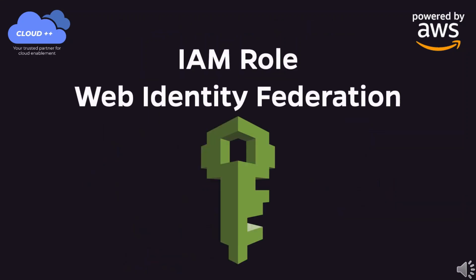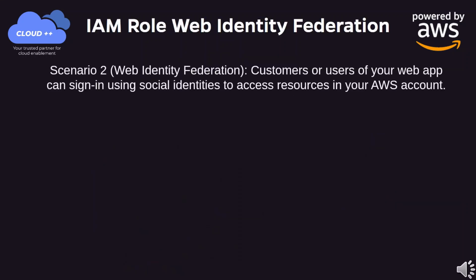IAM Role Web Identity Federation. Scenario 2. Web Identity Federation. Customers or users of your web app can sign in using social identities to access resources in your AWS account. Let's look at the steps for this scenario. Step 1. A customer starts your web app on a mobile device. The app asks the user to sign in.